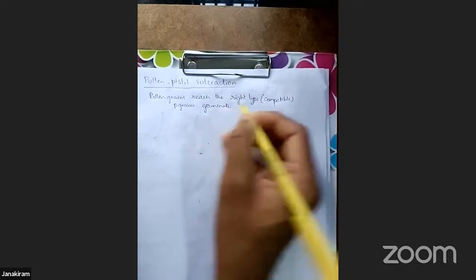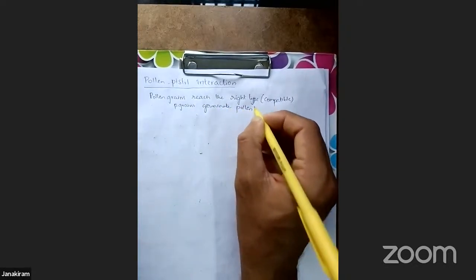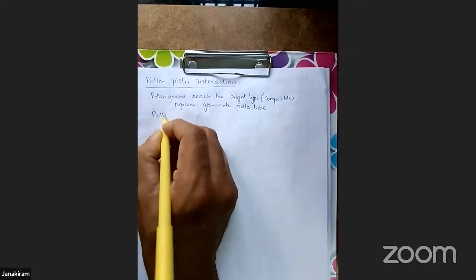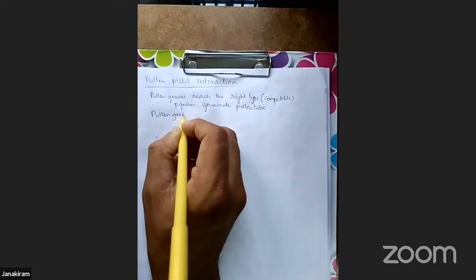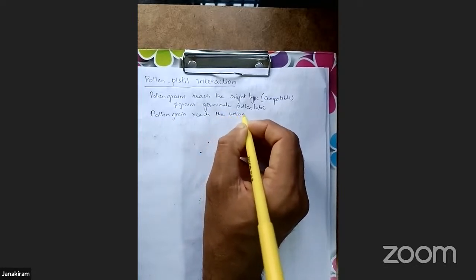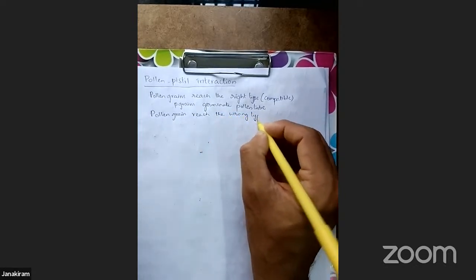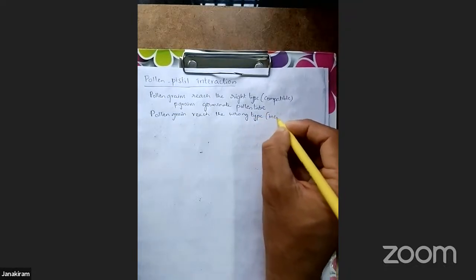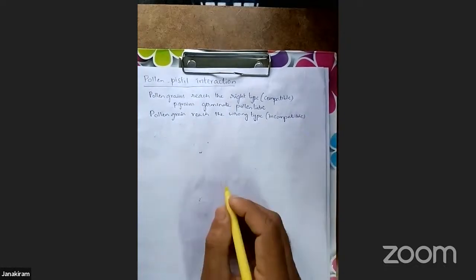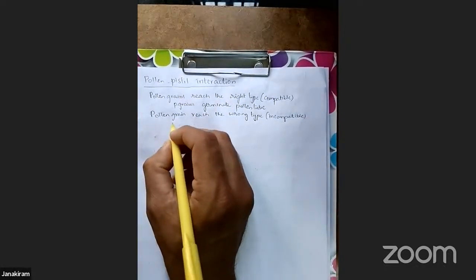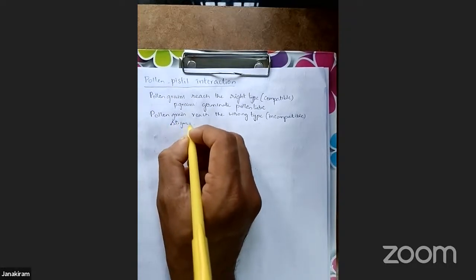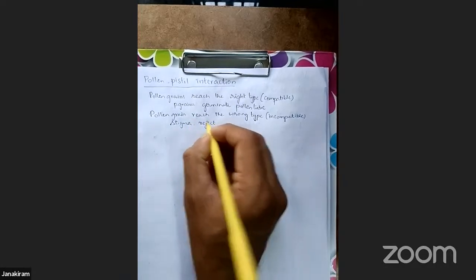Produce the pollen tube. For example, if the pollen grains reach the wrong type of stigma. So what do you mean by this wrong type? Here, they are incompatible. Incompatible means the one which is not belonging to the same species of the plants. So at that time, the stigma will reject the pollen grains.